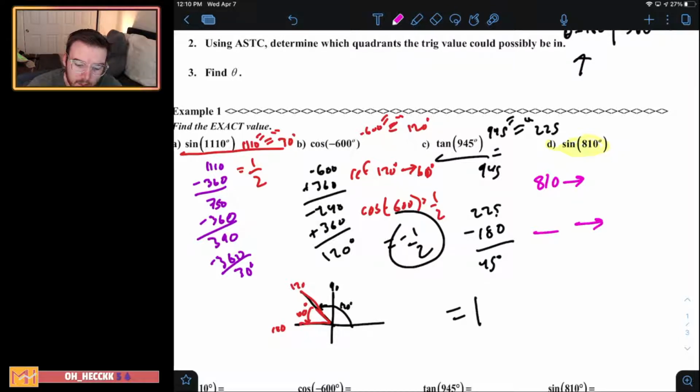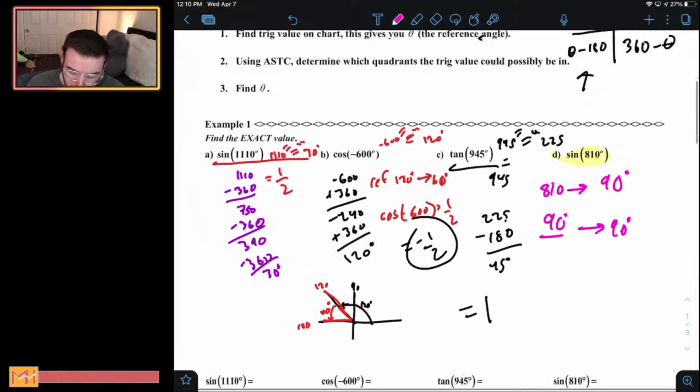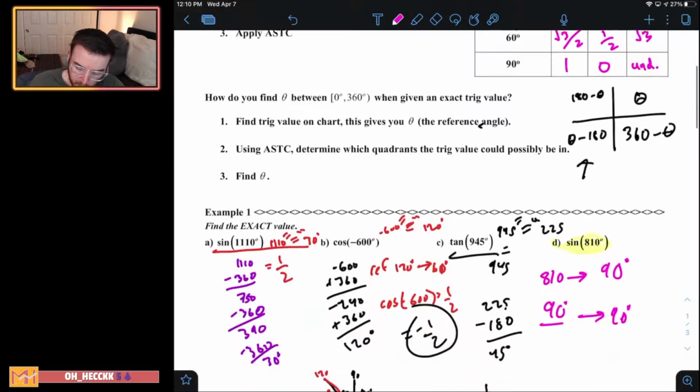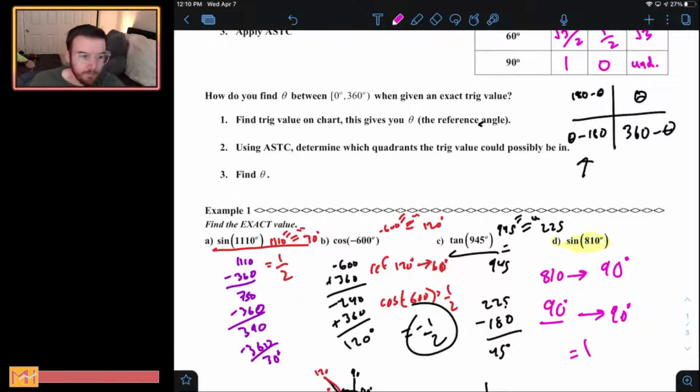The coterminal angle for 810 minus 360 is 90. Oh, well, 90 degrees is the reference angle. You got off easy on the question that I asked. 810 is the same thing as 90. Oh, okay, well then let's just jump straight to 90. What is sine of 90? 1. So you should have answered 1. You got off easy on that one.